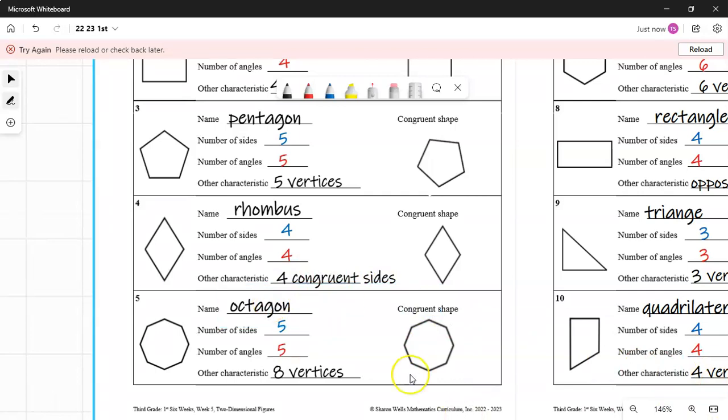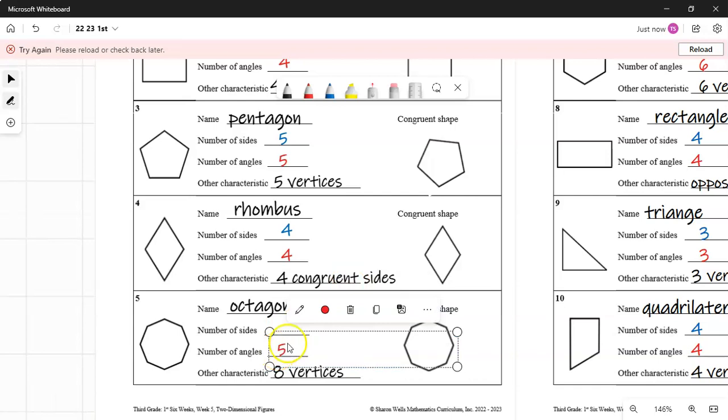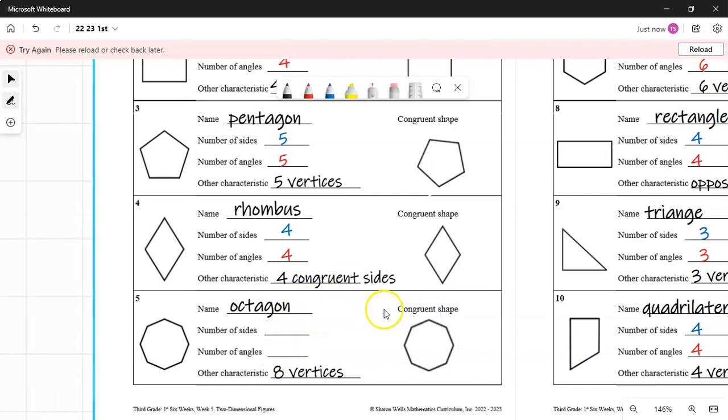Octagon, okay, has 5 sides, 5 vertices, 5 angles, and the characteristic I wrote for it has 8 vertices, which is the same thing, isn't it? And I messed up on that. Let's change that while we're here. Delete. So it's going to have 8 sides and 8 angles.